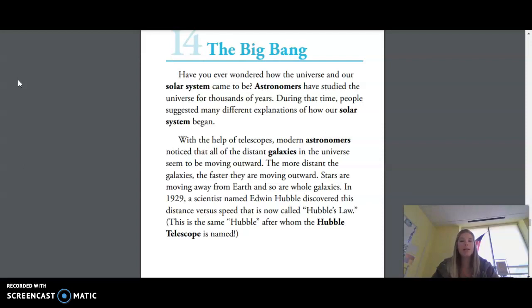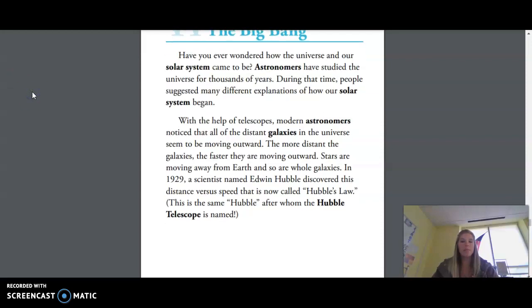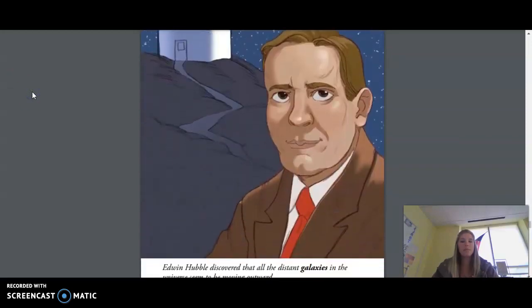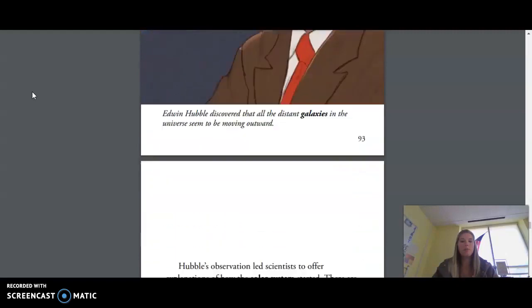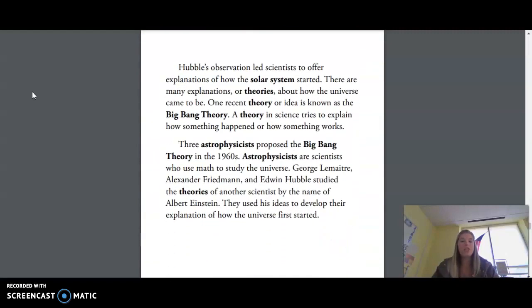In 1929, a scientist named Edwin Hubble discovered this distance versus speed that is now called Hubble's law. This is the same Hubble after whom the Hubble telescope is named. This is Edwin Hubble. Hubble's observation led scientists to offer explanations of how the solar system started. There are many explanations or theories about how the universe came to be. One recent theory or idea is known as the Big Bang Theory.